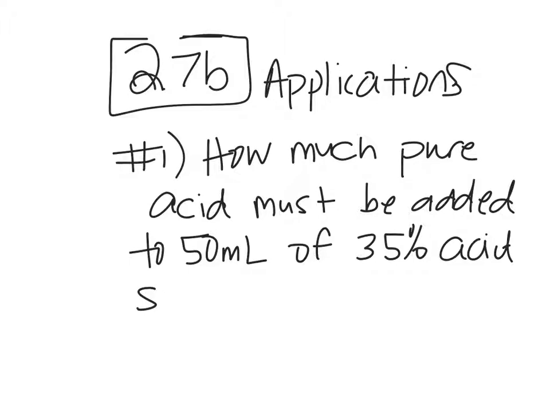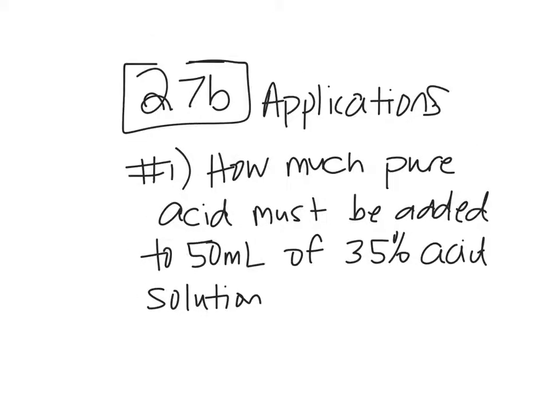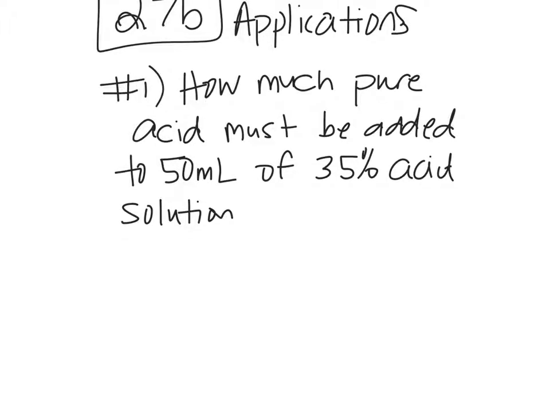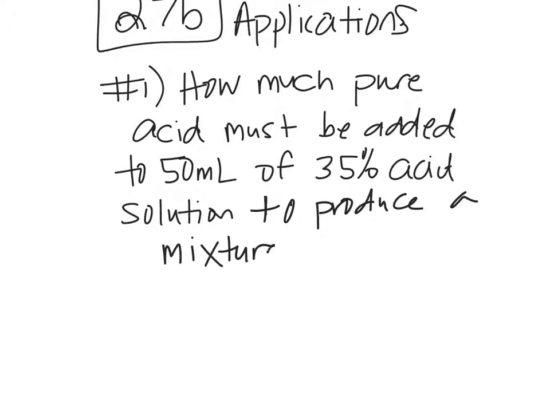Did you do stuff like this? Okay, so how much pure acid must be added to a 50 milliliter of 35% acid solution to produce a mixture that is 75% acid? To produce a mixture of 75% acid.